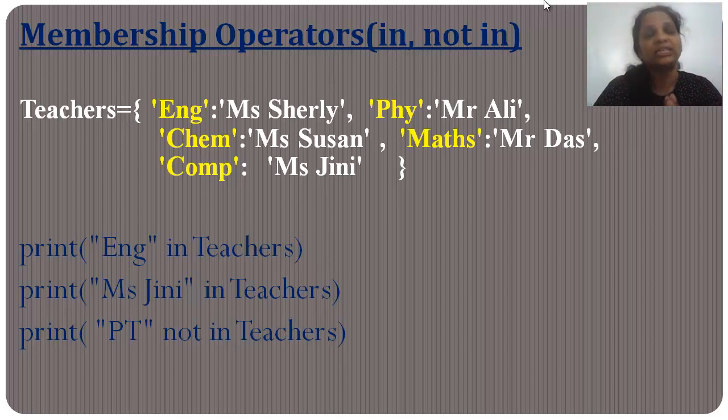How does it work in a dictionary? The membership operator checks whatever you are specifying. Is it a key, not a value? It's checking whether it is a key. So if I write print eng in teachers, it will give me true because eng is a key of the dictionary called teachers.